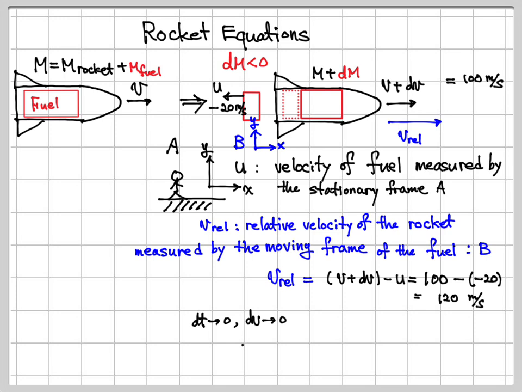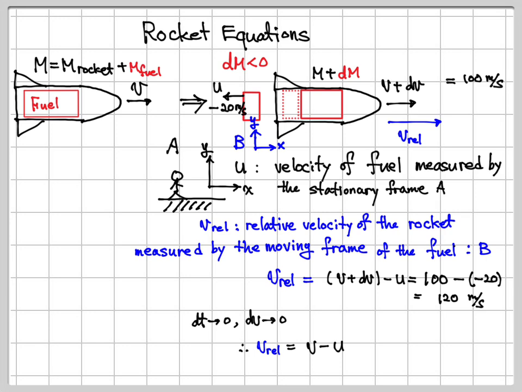In order to make our calculation exact, let's take time duration dt, and it approaches 0. Then the increase in velocity dv also approaches 0. So relative velocity is equal to v minus u, velocity of the rocket minus velocity of the fuel. We can ignore the increase in velocity dv.